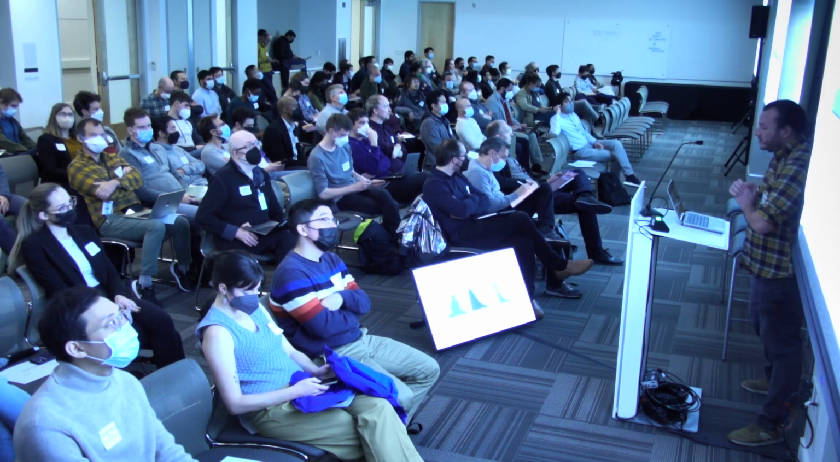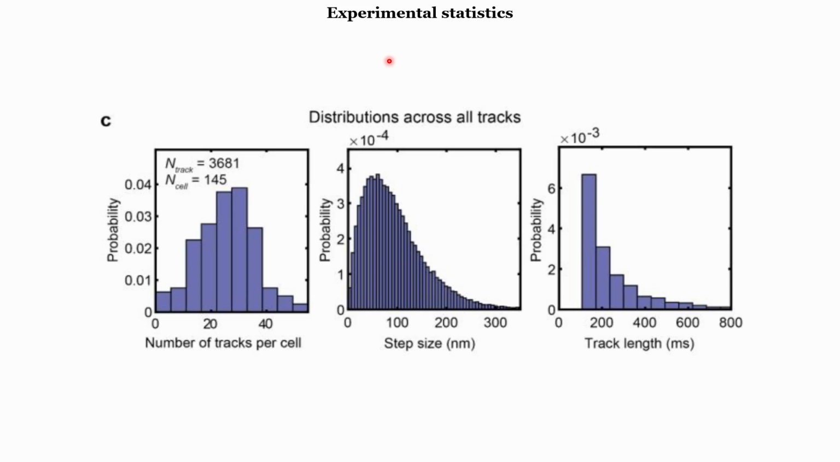Here is a short slide with the experimental statistics. We have looked at around 150 cells. We have thousands of trajectories, with around 30 trajectories per cell. We can measure step size for all of those trajectories. And here is a distribution of the trajectory lengths, in terms of how long we can track the trajectories.